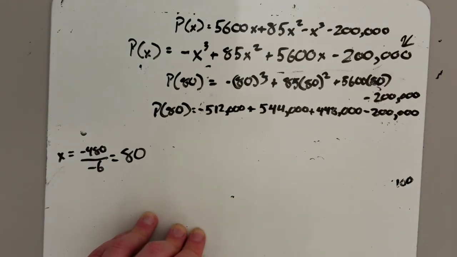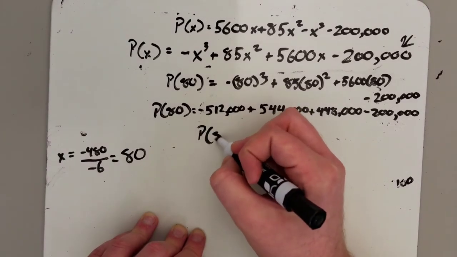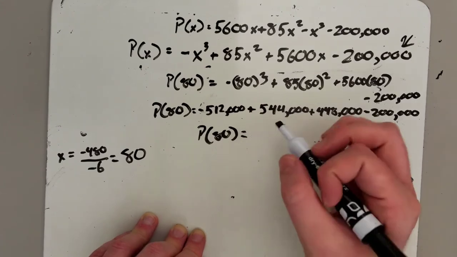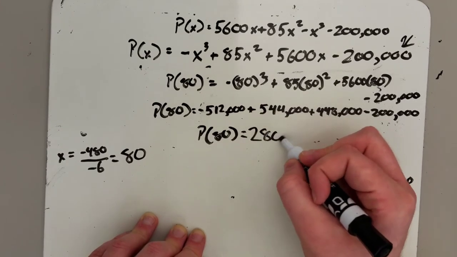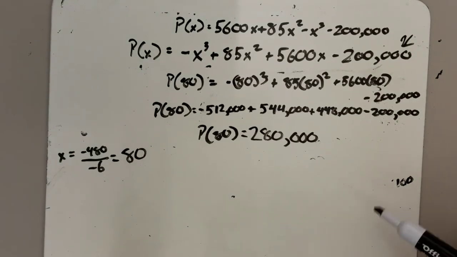So then let's go ahead and just do this. You could have plugged this all into your calculator one time. I'm doing this in anticipation that you guys don't have a calculator. And your final answer, P of 80, would equal $280,000, okay? So that's your final answer.